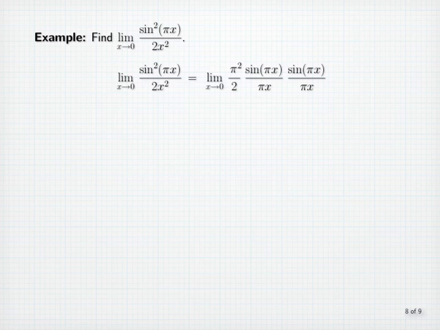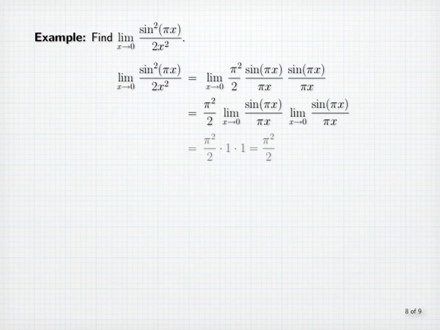So now we have the limit of a product, which we can compute as the product of the limits. As x approaches 0, sine of pi x over pi x will approach 1, and so this limit is pi squared over 2. Another example.